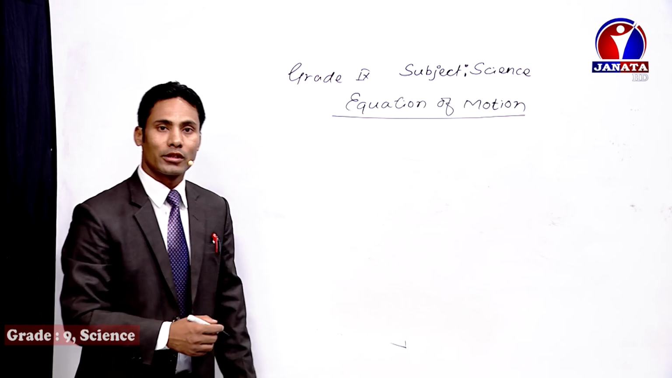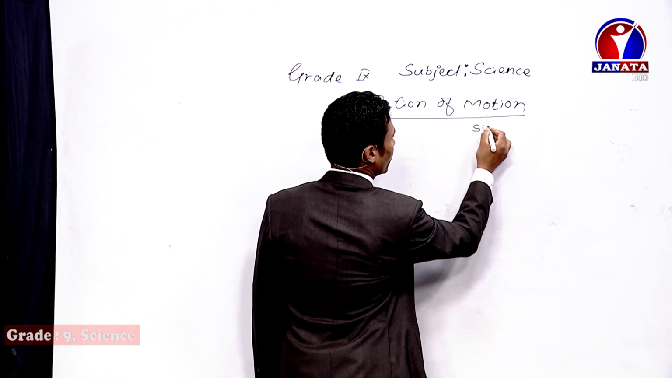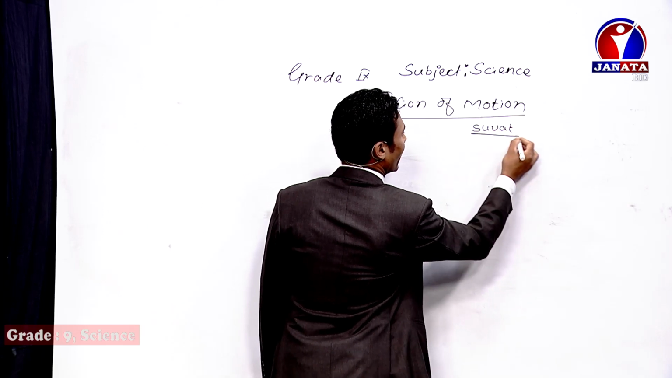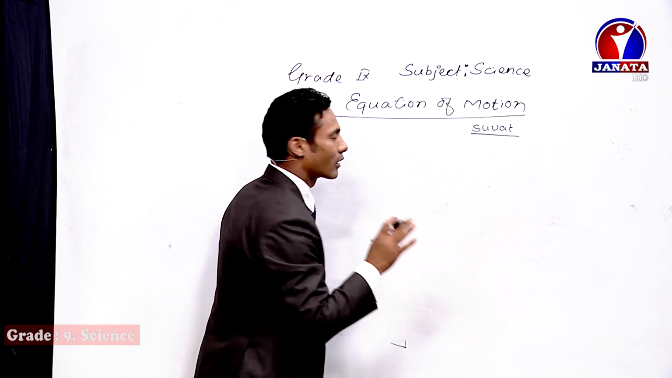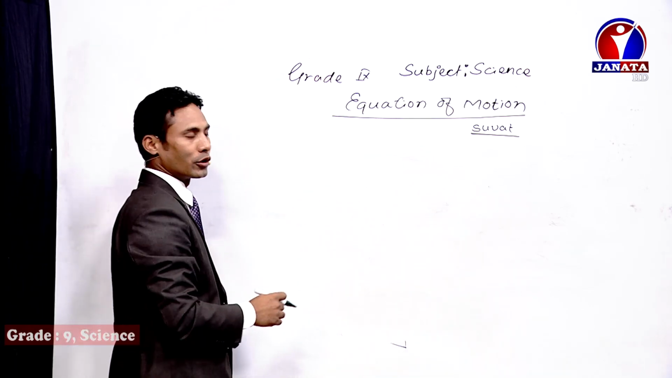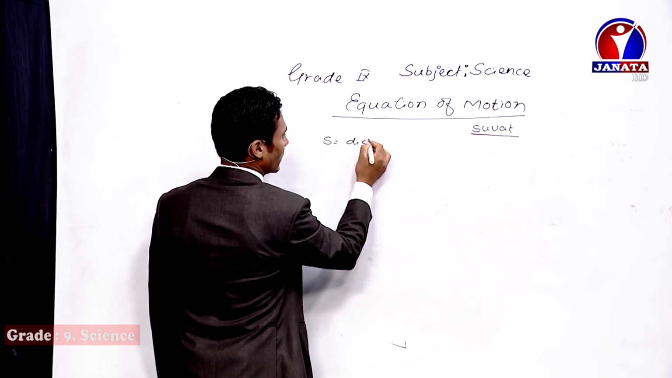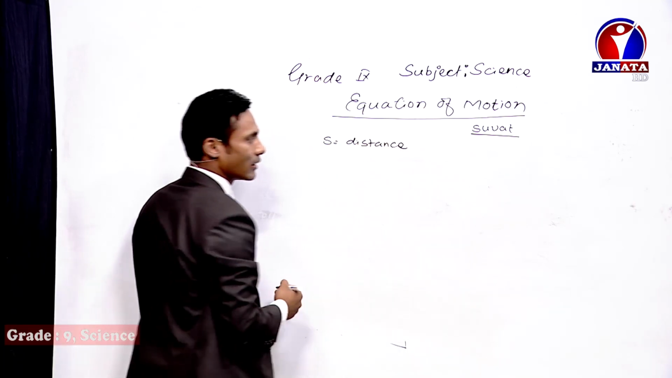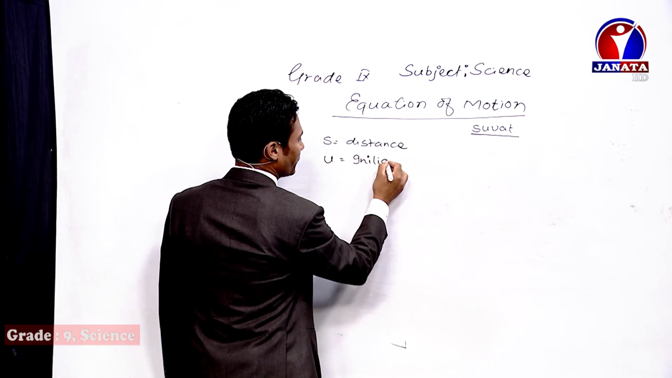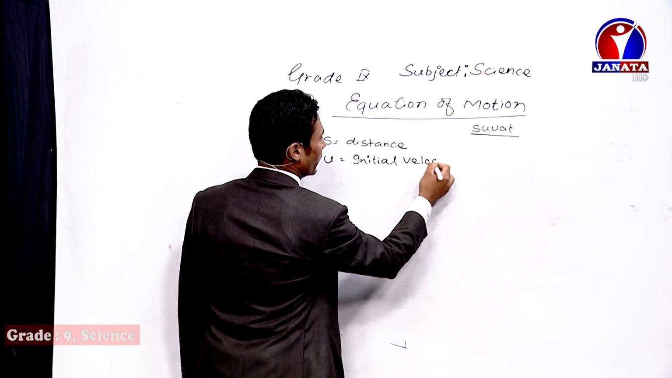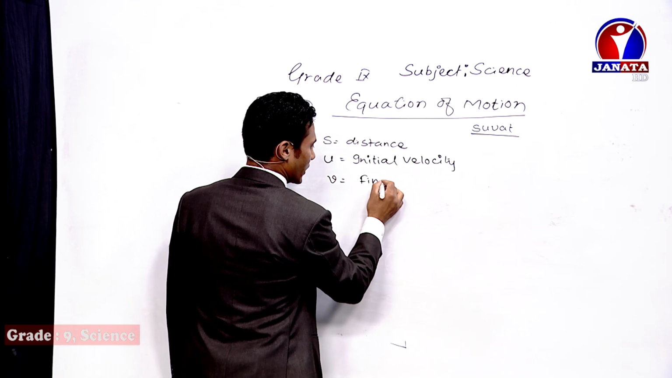So what are those terms? Let's remember this word: SUVAT. With the help of this, we can remember the components required for the equations of motion. S stands for distance. U is the initial velocity. V is the final velocity.